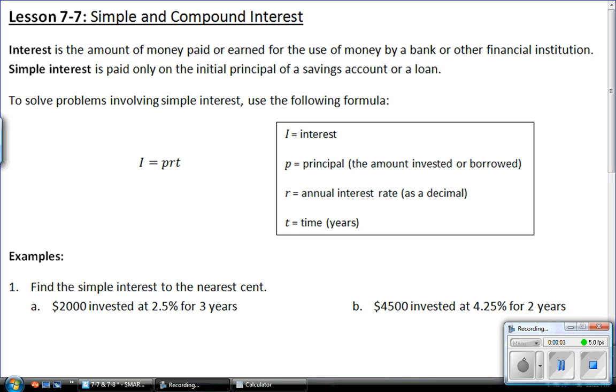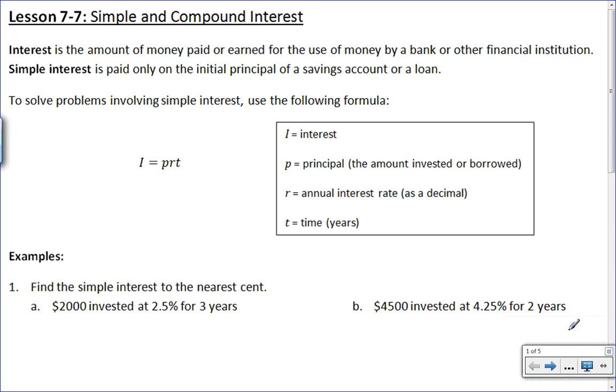Okay, we're going to start with lesson 7.7, simple and compound interest. Interest is the amount of money paid or earned for the use of money by a bank or other financial institution. Simple interest is paid only on the initial principal of a savings account or loan. To solve problems involving simple interest, use the following formula. And the formula says interest is equal to principal times rate times time.